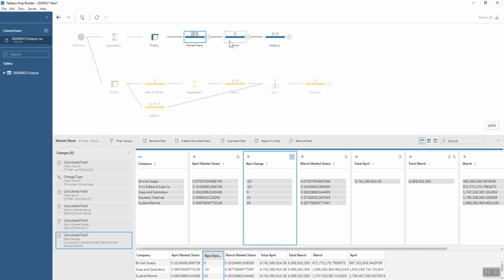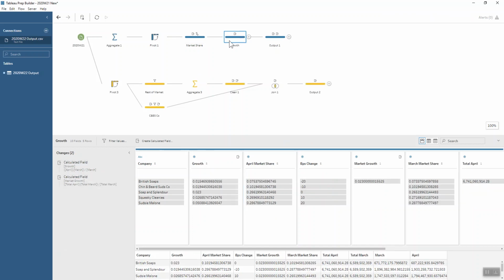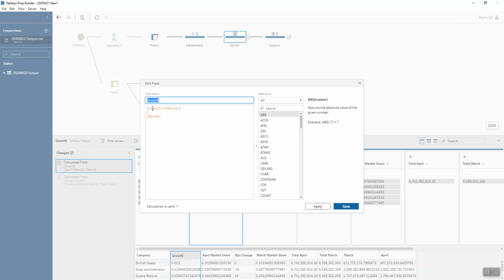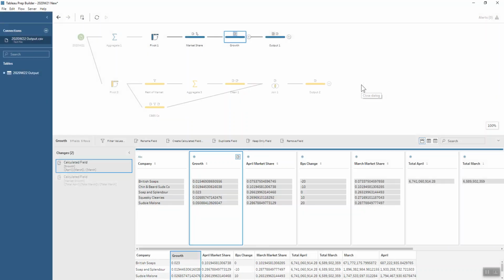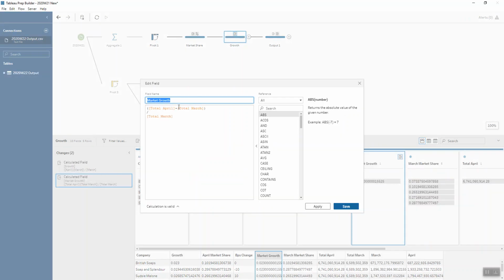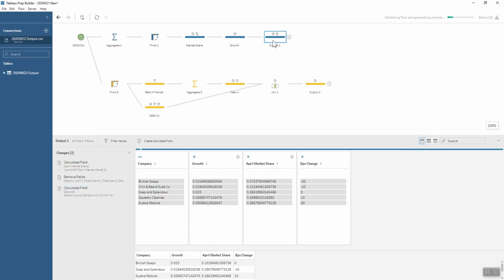So we calculate that, and then we go ahead and calculate our growth for each of the different companies. So that's just simply doing our April sales minus our March sales divided by our March sales. So this month minus last month over last month. It's how I always think of it in my head. And we're going ahead and calculating that for the market as well. I'm not sure if we use that in the output, but we did it anyway.